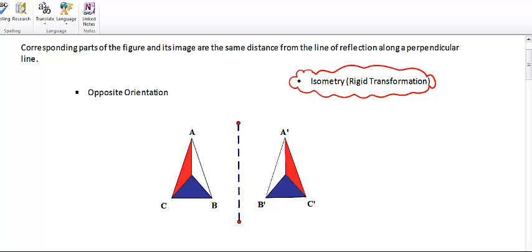Another important property of reflections is that they are isometries, which is just another word for rigid transformation. I forgot to mention that yesterday, but the big important idea here is that triangle ABC is in fact congruent to triangle A prime, B prime, C prime. You can see that these two figures have the same size and same shape, so reflections preserve that. They are a type of rigid transformation.